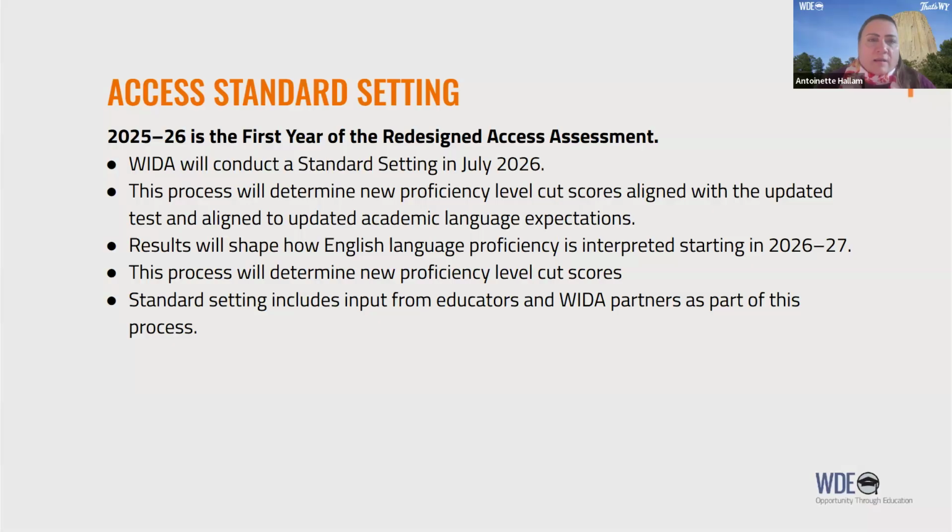Okay, now on this slide, as you have heard, the upcoming standard setting process will take place in July 2026 with educators and WIDA partners playing a key role in this process. This is very important because it will determine the new proficiency level cut scores. These cut scores are aligned not only with the updated test itself, but also with the revised academic language expectations for students. The outcomes of this standard setting will influence how English language proficiency is understood starting in the 26-27 school year.